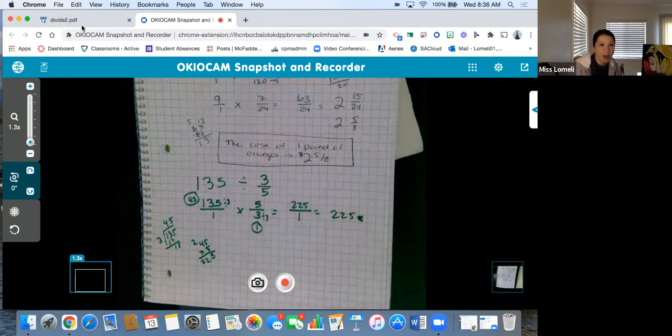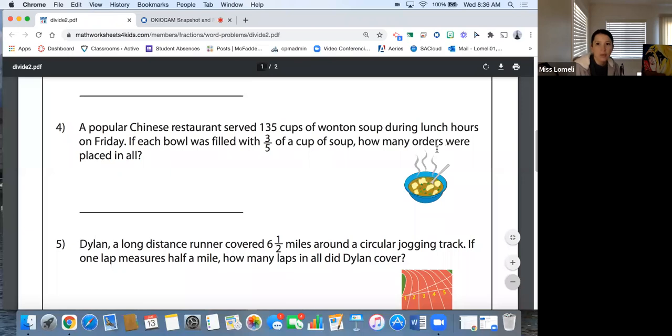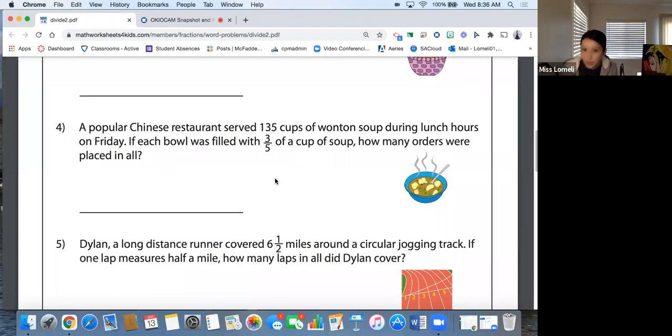And it's not cups, right? What they're asking us is how many orders were placed. So my answer would be 225 orders. You placed 225 orders.